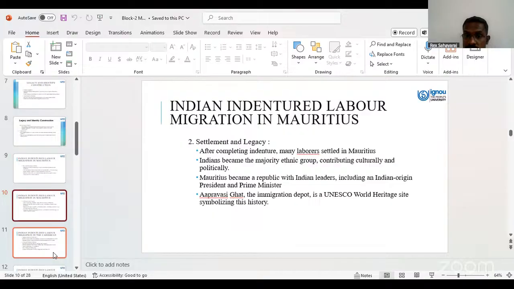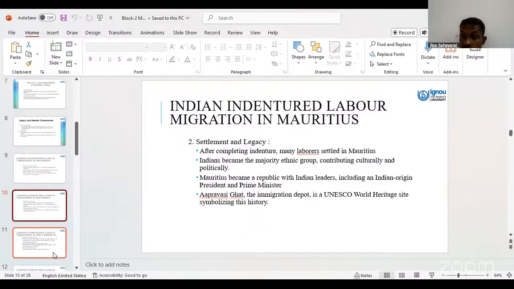So, settlement and legacy. After completing indenture, many laborers settled in Mauritius. That is very, very important. And Indians became the majority ethnic group, contributing culturally and politically, right? And Mauritius became a republic with Indian leaders, including an Indian-origin president and prime minister, right?